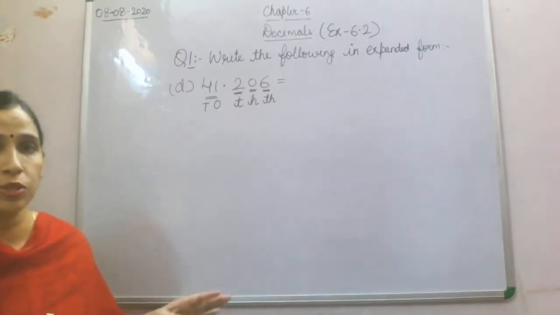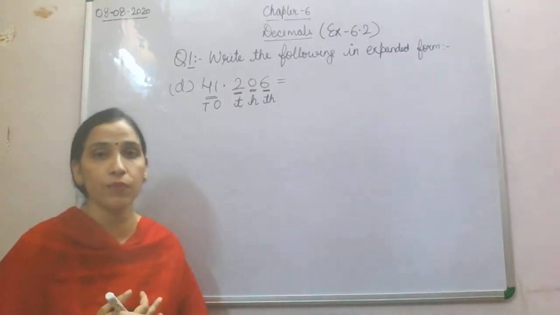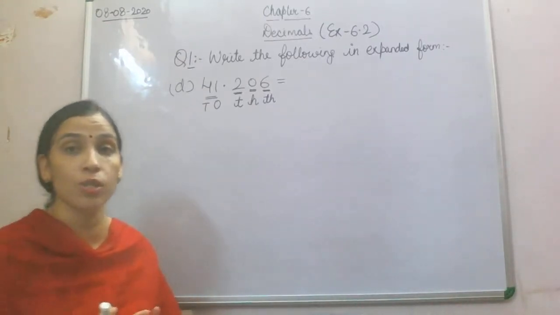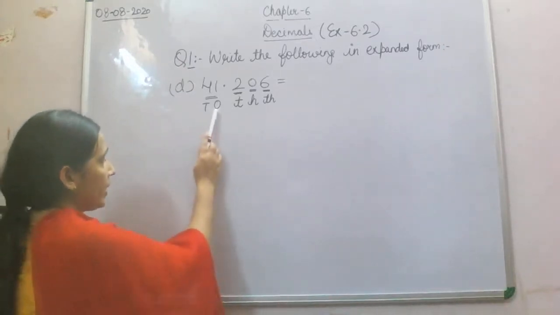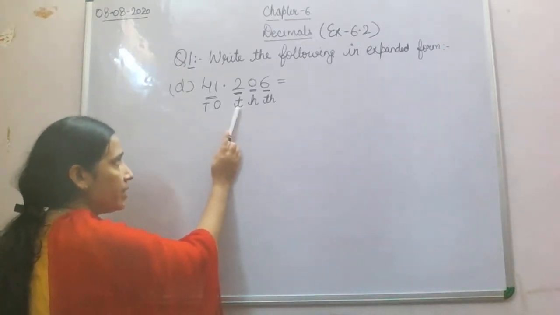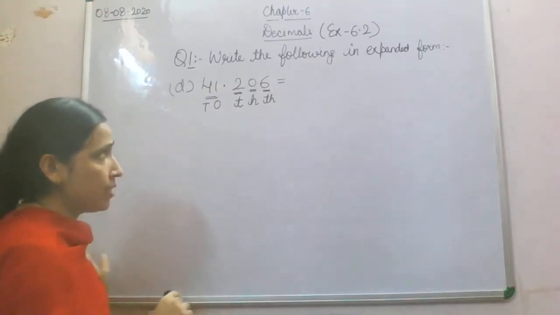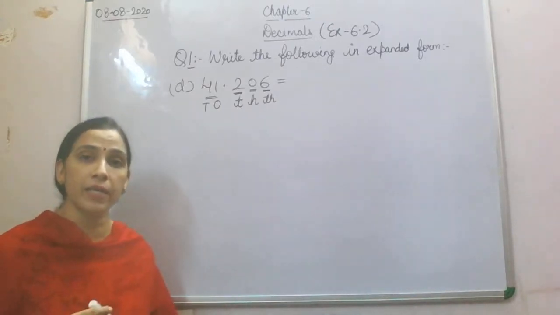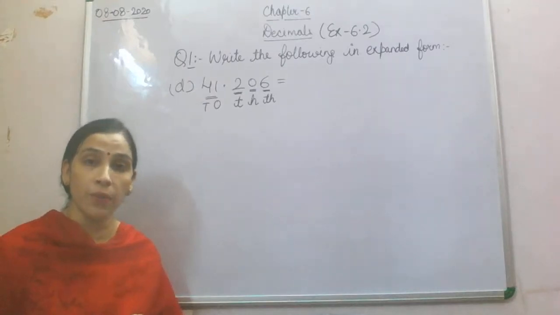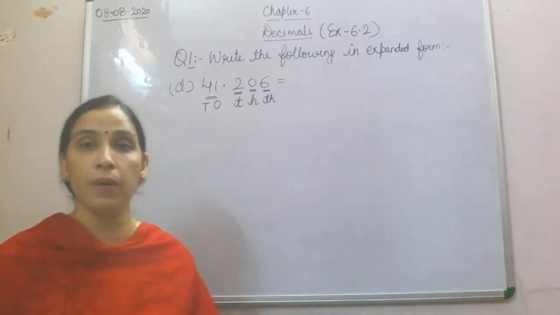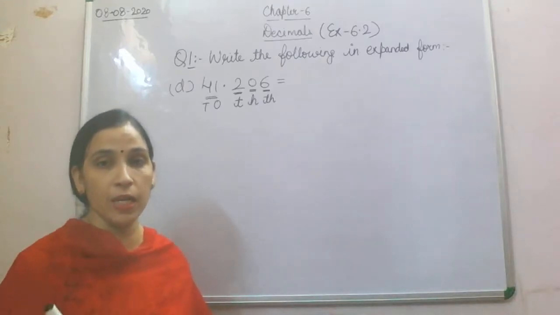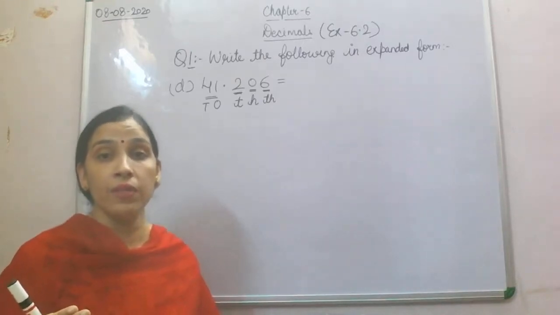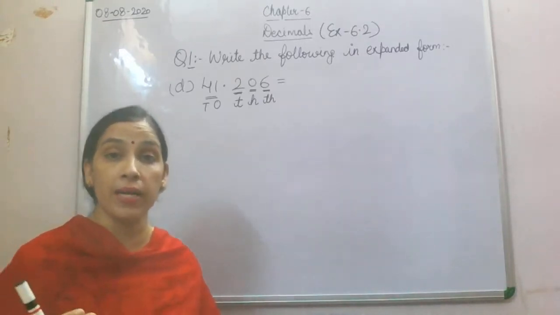So children, in this question, in D part, you can see the whole number part, that is 41.206. As you can see on the board, I have written the place values also. 1 will be your ones and then tens, and this decimal part will be tenths place, then hundredths place, and then thousandths place. So what we are going to do in this is divide that particular decimal place value. If that number is given in the tenths place, we are going to divide it by 10. If the place value is hundredths, then we are going to divide it by 100, and if the place value is thousandths, we are going to divide it by 1000.